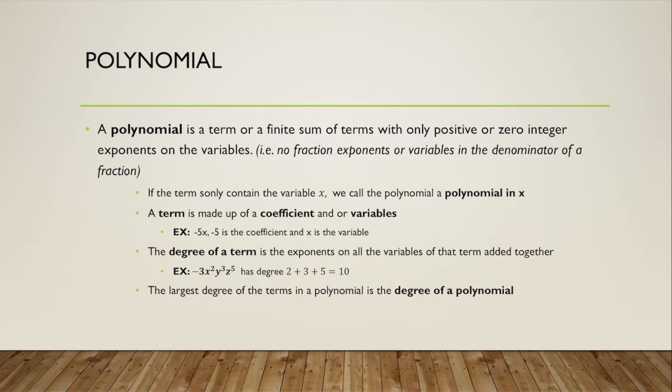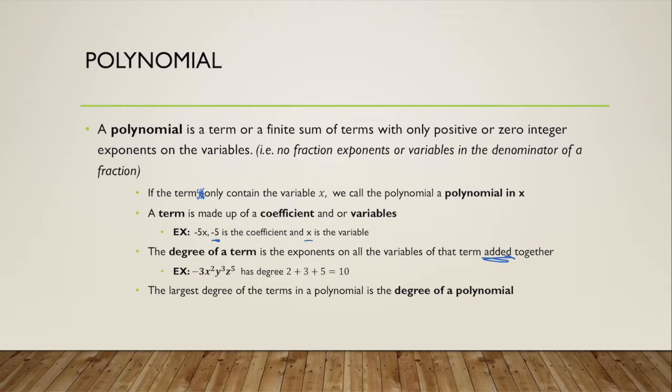If the terms only contain the variable x, we call the polynomial a polynomial in x, meaning x is the variable we're using. A term is made up of a coefficient and variables. The coefficient is the number in front of the variable. So in this example, the coefficient of negative 5x is negative 5, and x is the variable. The degree of a term is the exponents on all the variables of that term added together. So what we want to do is take the sum of the exponents.